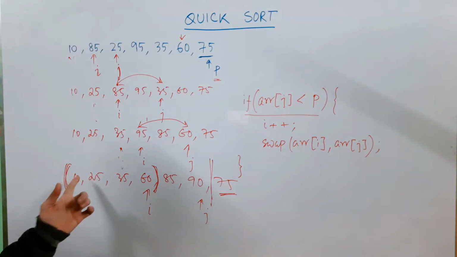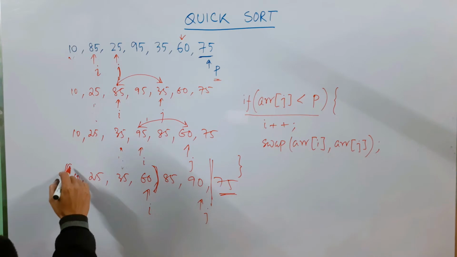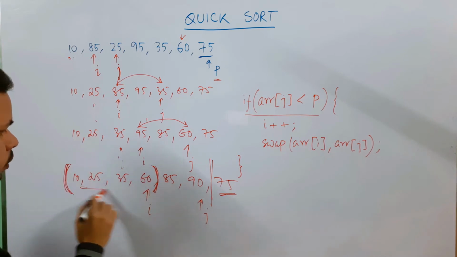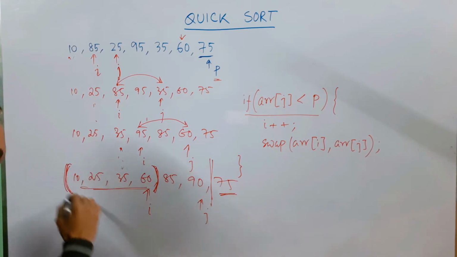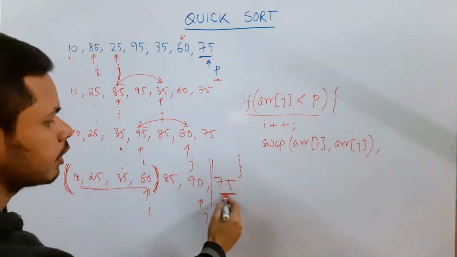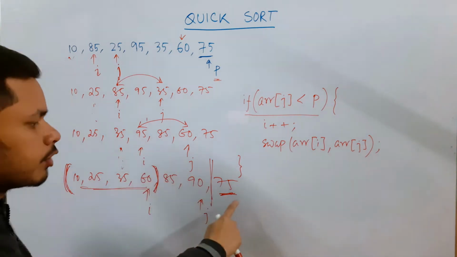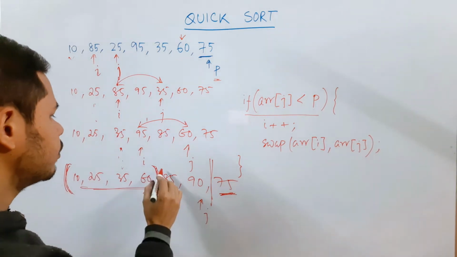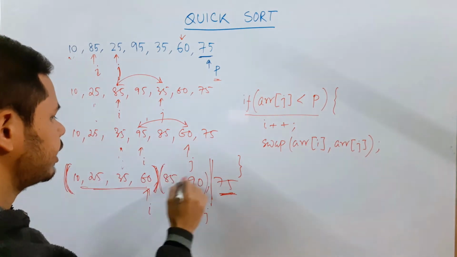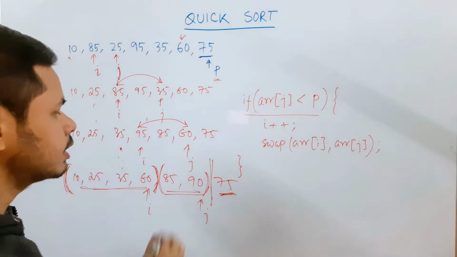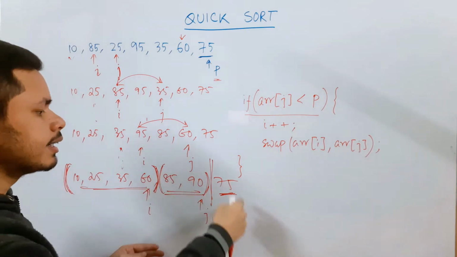So let's look at this. What does this sort of value look like? These are already less than this pivot element. 10, 25, 35, 60 are already less than this pivot element. And now look at this part, 85 and 90. These are already bigger than this pivot element.